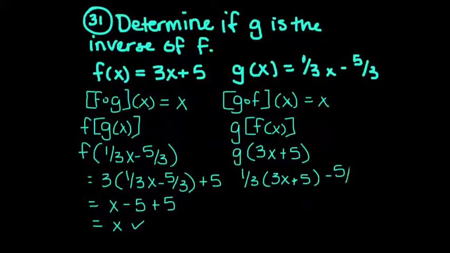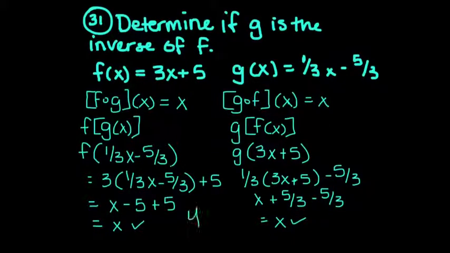minus 5/3. Distributing the 1/3, 1/3 times 3x is just x. 1/3 times 5 is plus 5/3. I still have the minus 5/3. The plus 5/3 minus 5/3 cancels each other out, and I am left with x. Since in both directions those compositions equal x, that means that yes, the functions are inverses of one another.